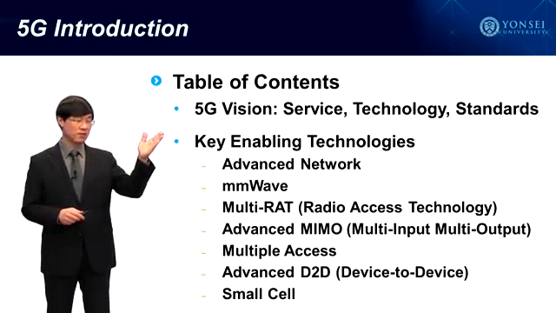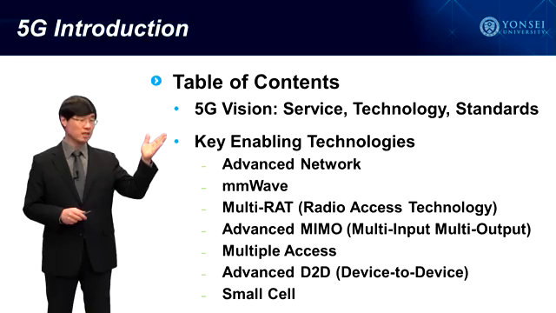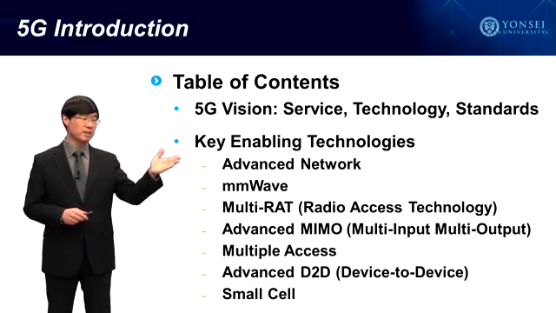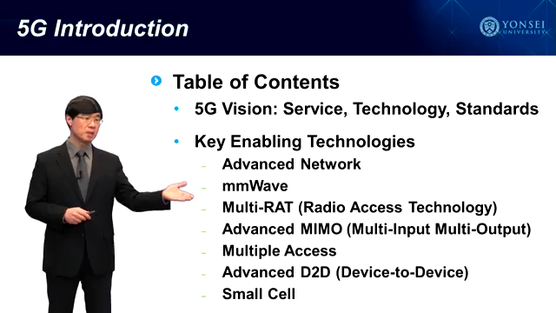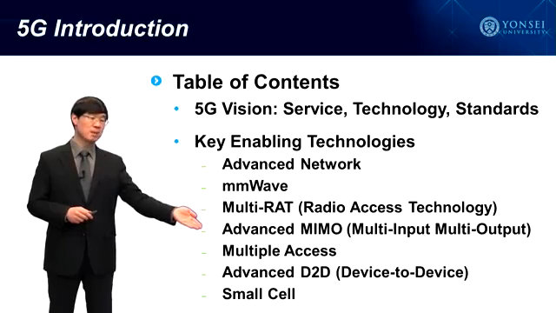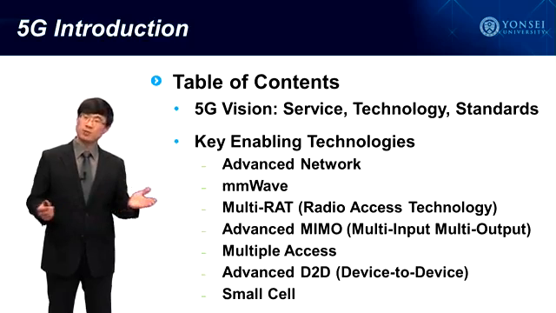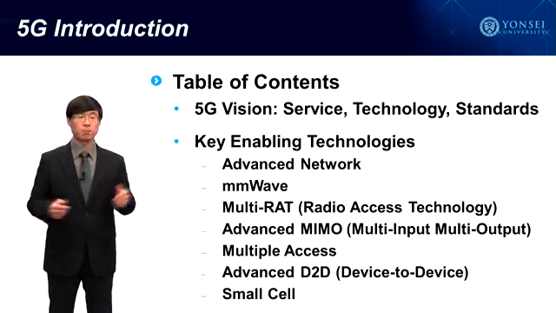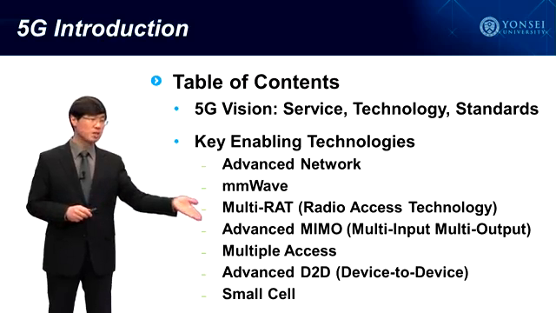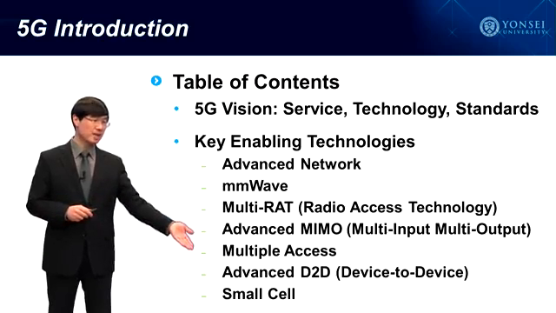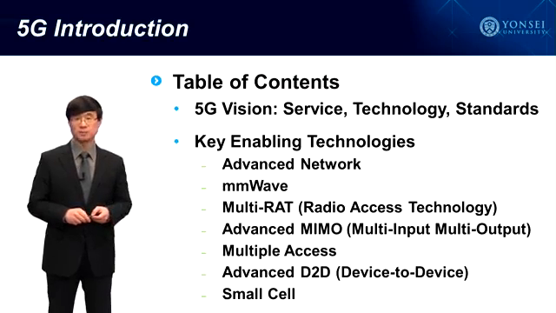And I will talk about the 5G vision, which deals with service, technology, and standards, and then key enabling technologies, as you see here. Among that, we have advanced network technology, millimeter wave, multi-RAT, which is radio access technology, advanced MIMO, which is multiple input, multiple output. In some cases, you can call it advanced MIMO. You can use either term, it's based on preference. In addition, we have multiple access techniques and advanced D2D, device-to-device technology, and small cell technology.